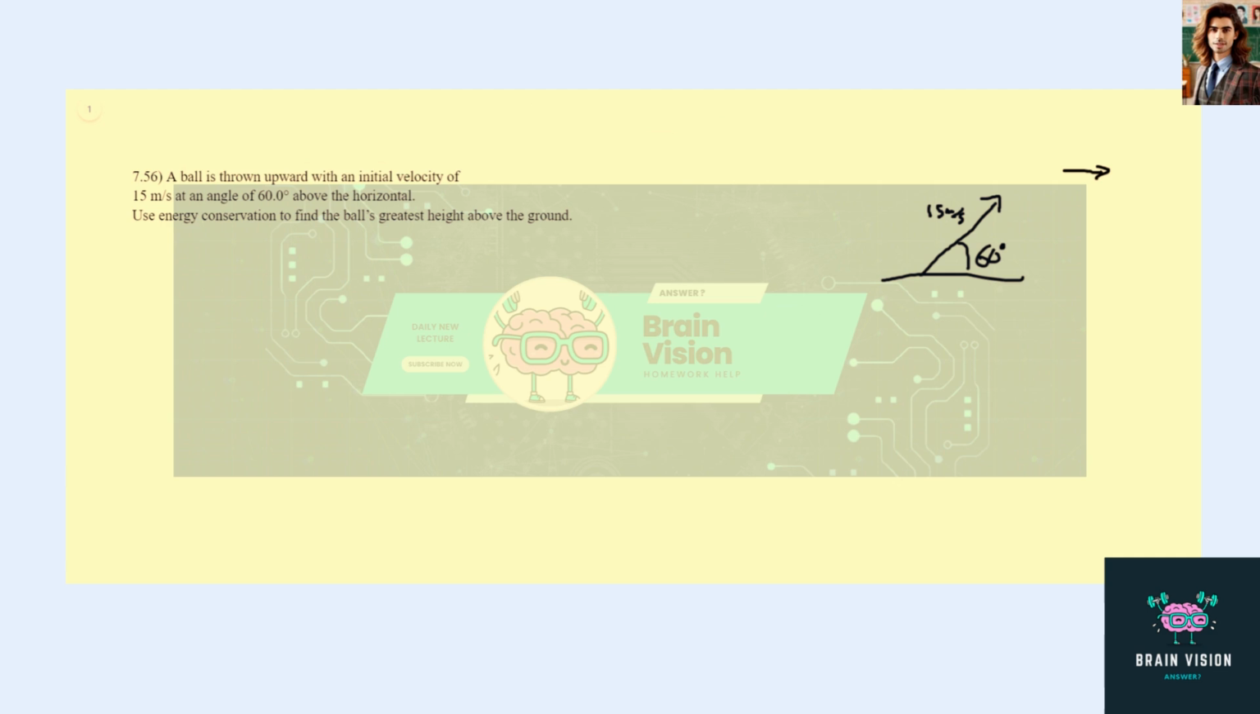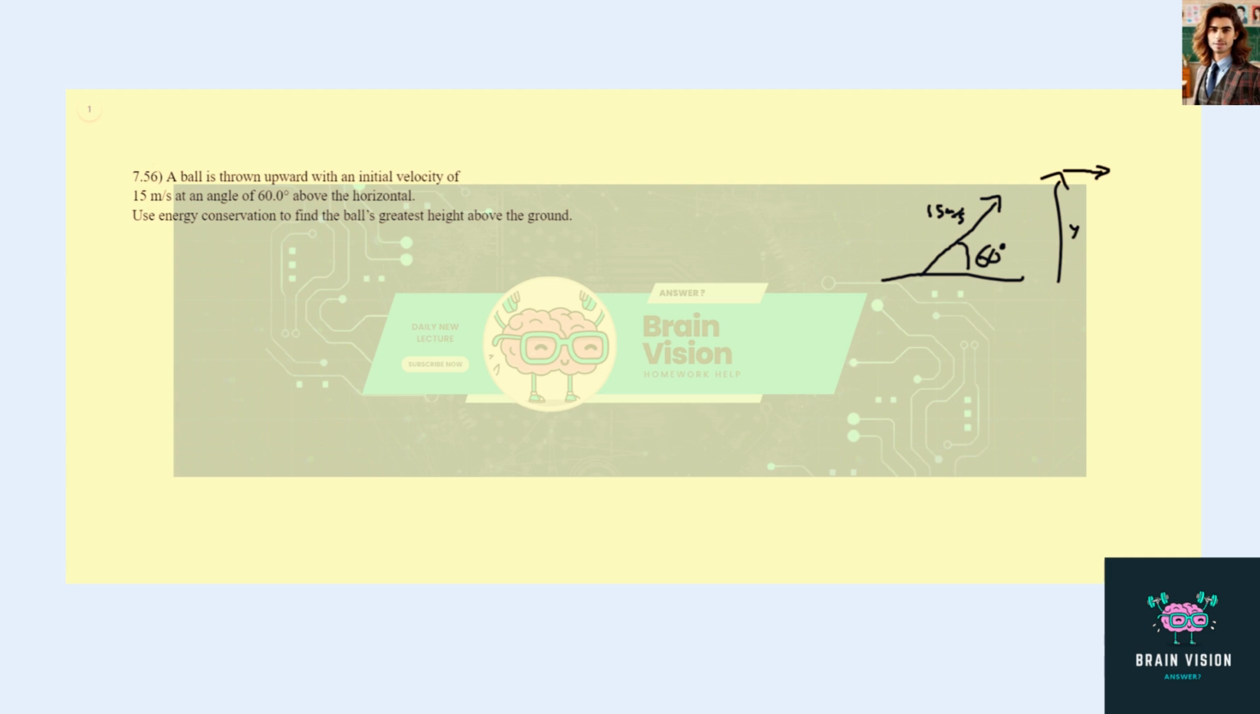A ball is thrown upward with an initial velocity of 15 meters per second at an angle of 60 degrees above the horizontal, and we use energy conservation to find the ball's greatest height above the ground. Okay, so then that's going to be this right here. The ball is still going to have some kind of horizontal velocity component, but we're supposed to find the height above the ground at that point.